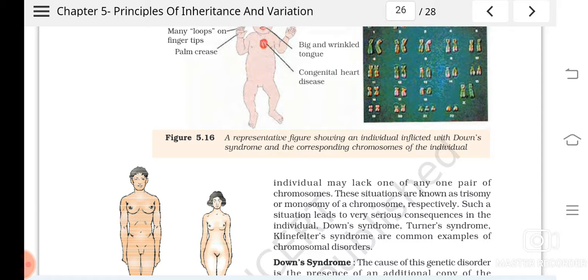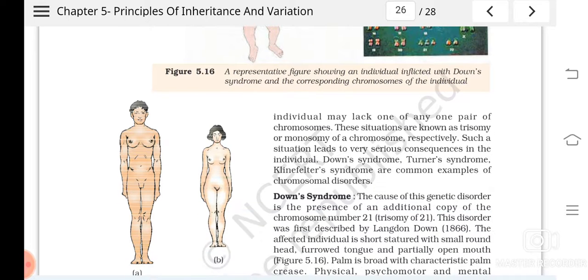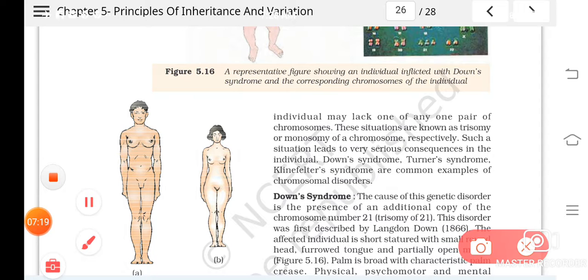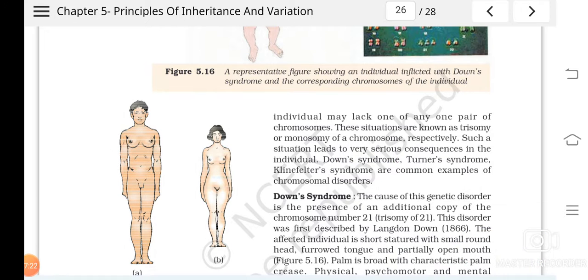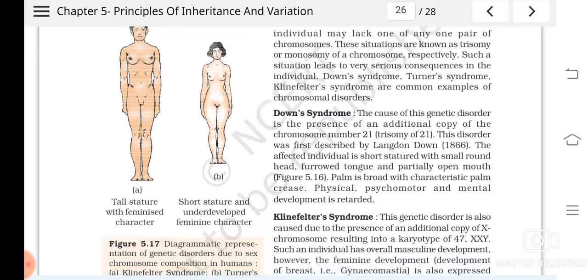Understood? So there are various diseases which are caused by monosomy and trisomy. They are Down syndrome, Turner syndrome, Klinefelter syndrome, etc. So let's see what they are. First one is Down syndrome. This is due to the extra chromosome, the 21st chromosome is extra. That particular person has an extra copy of the 21st chromosome in their cells.